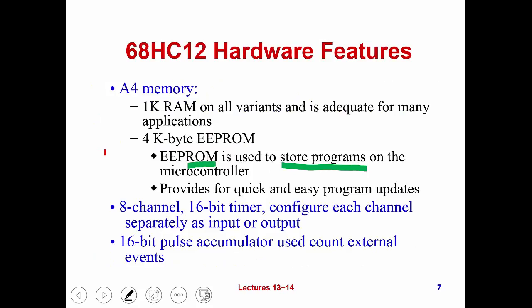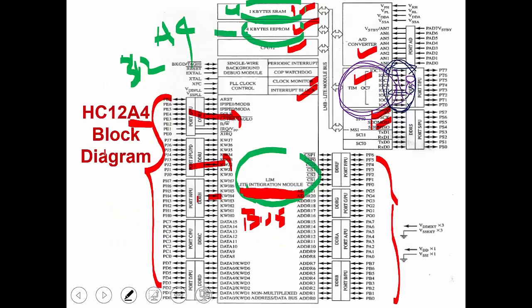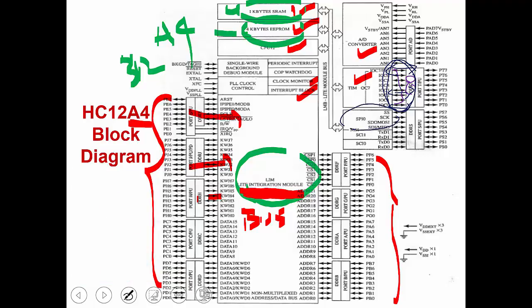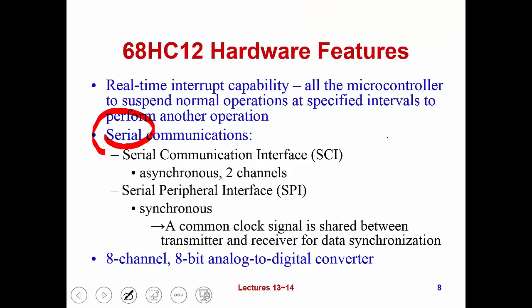As I mentioned on the block diagram, we have two communication systems, right here: SPI and SCI. SPI is the serial peripheral interface, and SCI is the serial communication interface. So we have two different interfaces for serial communication systems: one is SCI, one is SPI.